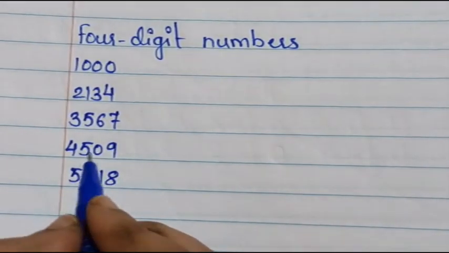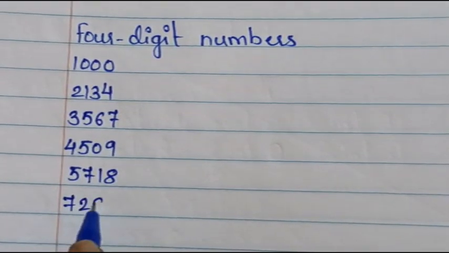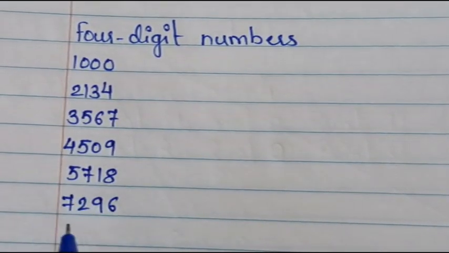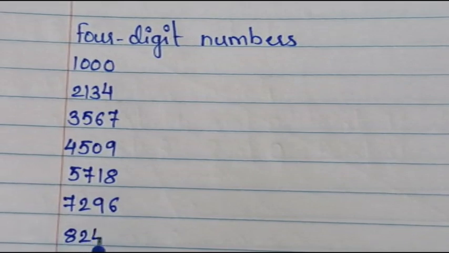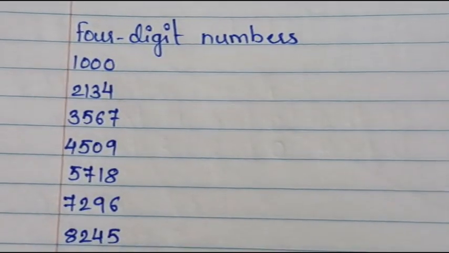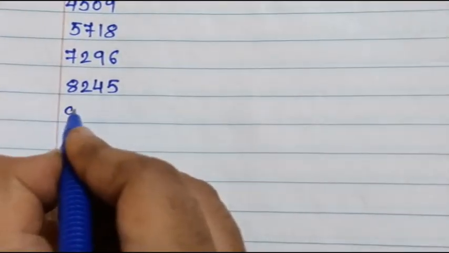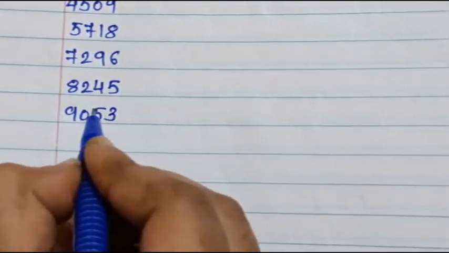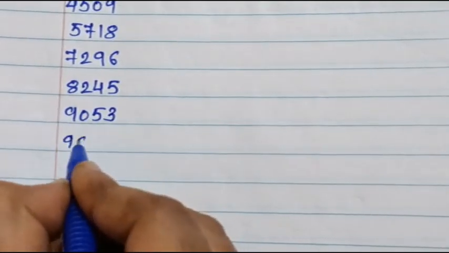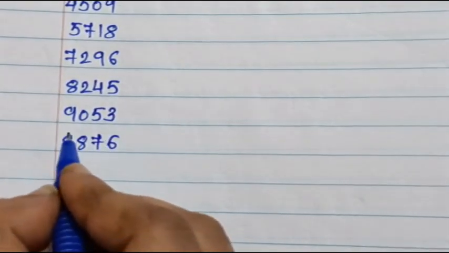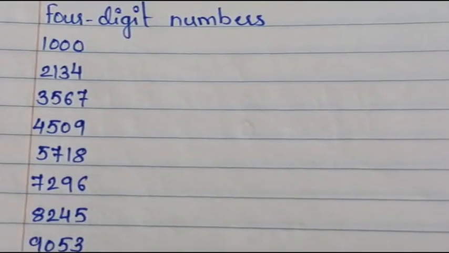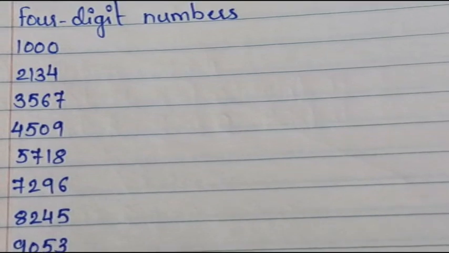Next is 5718, 7296, then 8245, then 9053, 9876 and 9999. So students, here I have written the 10 4-digit numbers. Now let us read those numbers and write them in words.